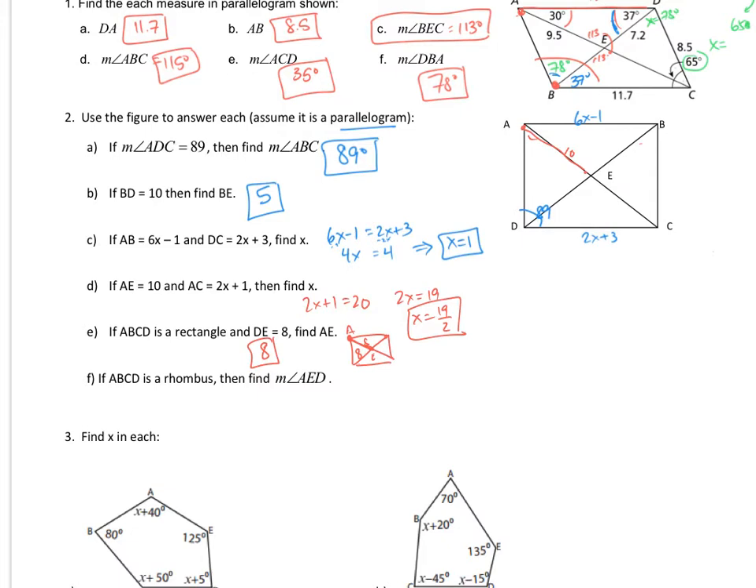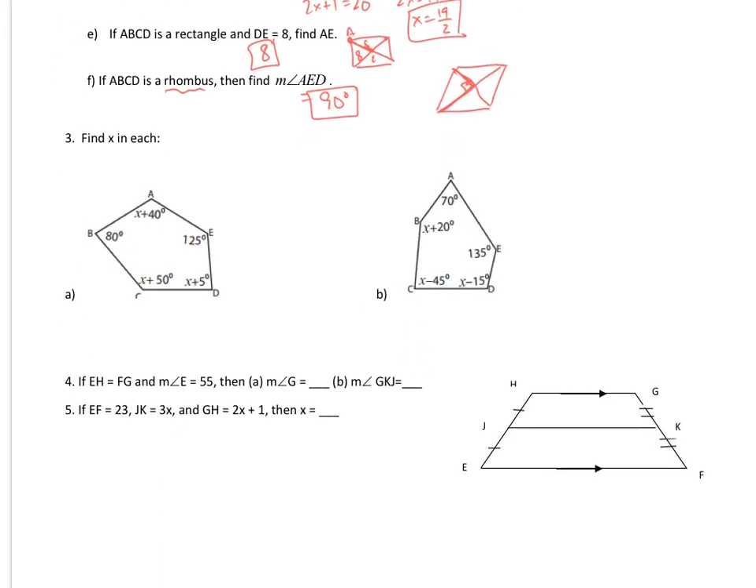Okay, part F. If ABCD is a rhombus, so now we have a rhombus. And on a rhombus, the opposite sides will be congruent. Then we need to find the measure of angle AED. So AED is this angle right here at the diagonals, and we know on a rhombus these will be 90 degrees because the diagonals will be perpendicular to each other. All right, moving on to number 3.